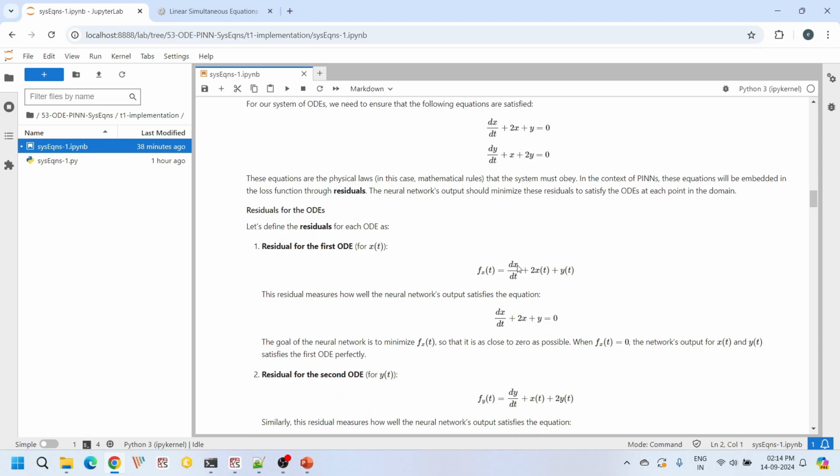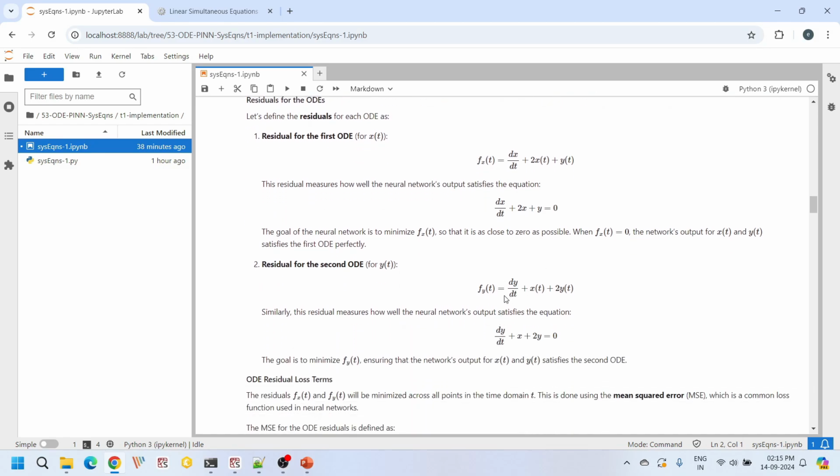So in the first equation, we just take the LHS term, that is dx by dt, 2x of t and y of t. What we will try to do is we will minimize this residual as much as possible and as close as possible to 0. That's how we formulate this residual of the first ODE. And similarly, we will take the second equation and take the LHS part and call it a residual of the second ODE.